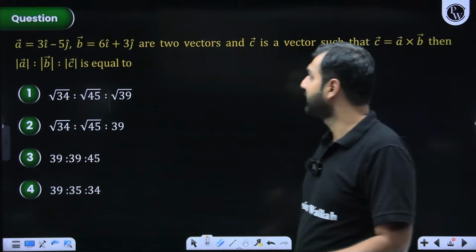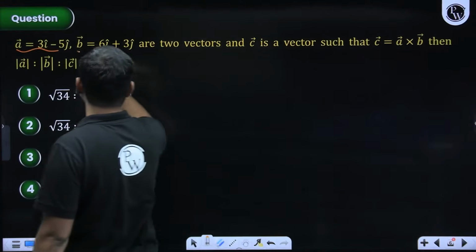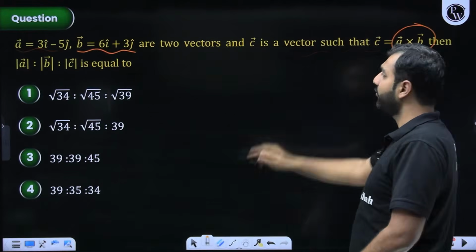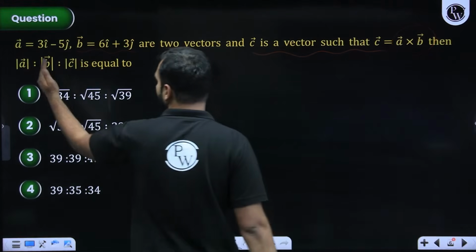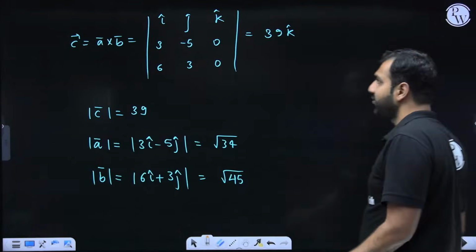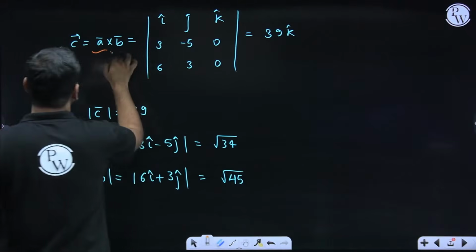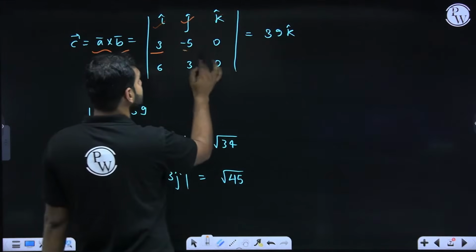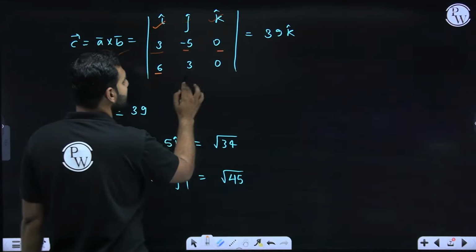Next question says vector A is given by this, vector B is given by this. The third vector C is the cross product of A and B. Then we need to find the ratio of mod A, mod B, mod C. The approach is pretty simple. First of all, let us find vector C, which is A cross B. It is given by i cap, j cap, k cap in a determinant. Vector A, which is 3, minus 5, 0. Vector B, which is 6, 3 and 0.